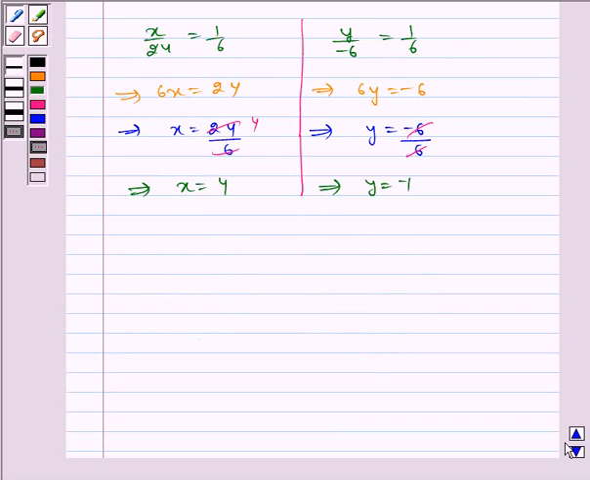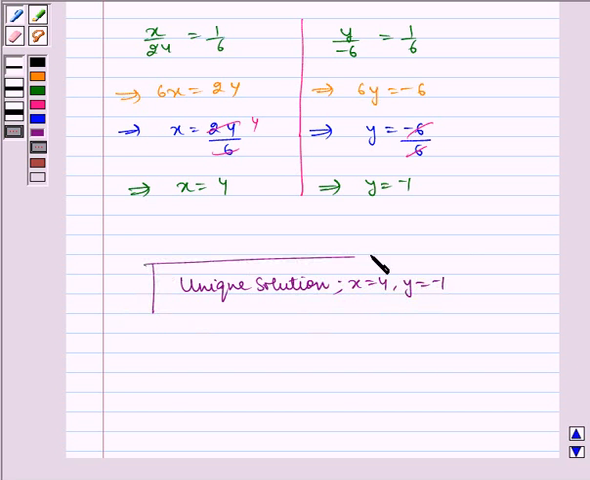Now hence the given system of equations has a unique solution with x is equal to 4 and y is equal to minus 1. And this is our required answer.